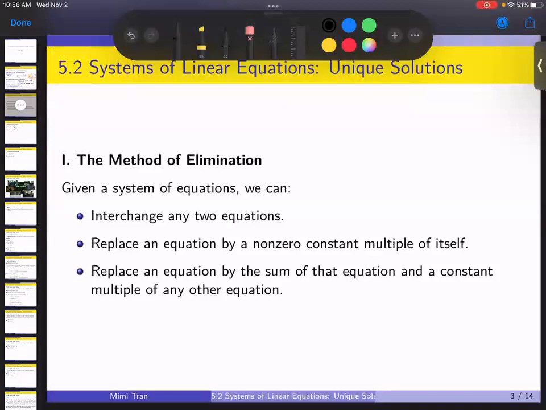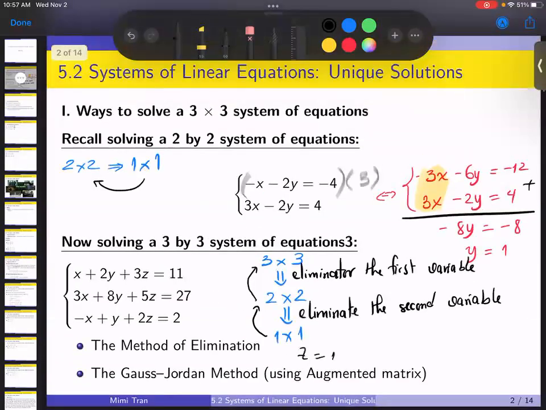So how do I do the method of elimination? I can interchange any two equations. What does that mean? Change them around? In what order? Yeah, very good. I can shove this one down here and push this one up here, and maybe this one here. It doesn't matter. It's the same thing. It's still inside the system.